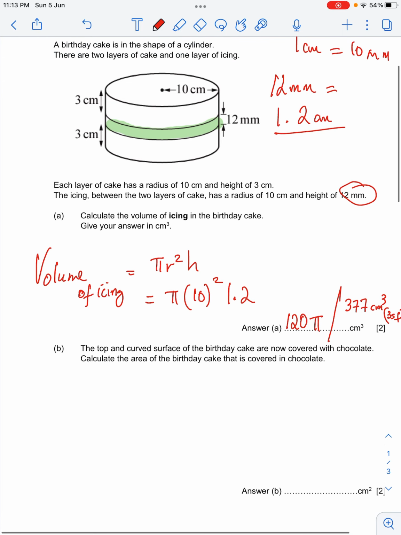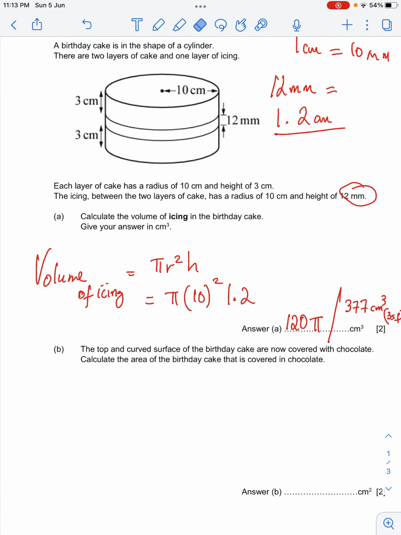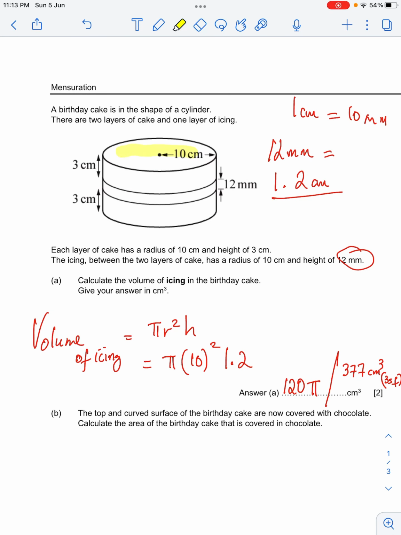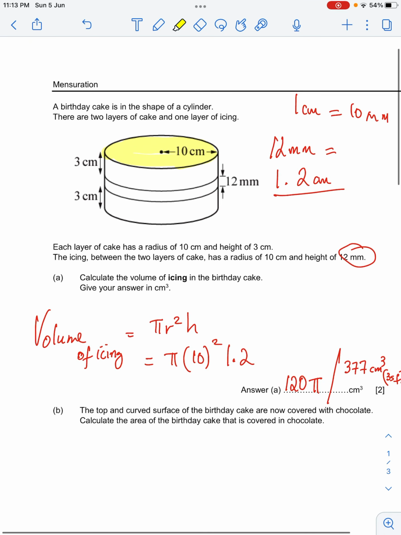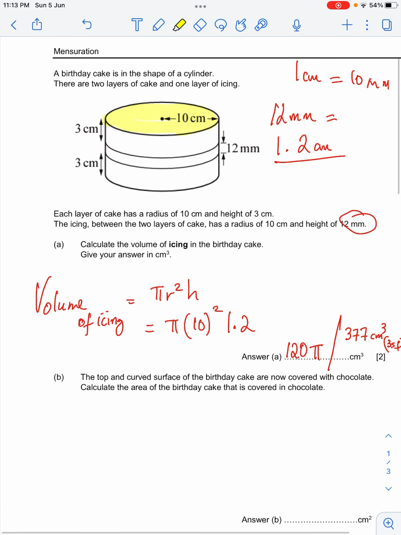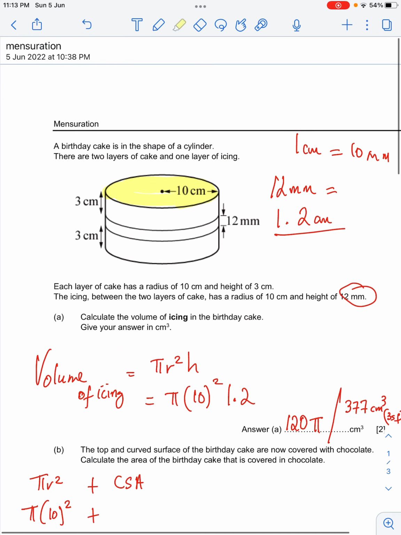Right, so now they are saying that the top part of the cake, the top part here, right, is covered in chocolate. And that's not the only part, but if I have to look at that top part, when it's covered in chocolate, it's a circle, which means it's pi r square. That would be pi times the radius, which is 10 square, okay? And then the curved surface area is, when you look at the curved surface area, you obviously look at this as you're going around, okay? As you're going around, so that part in green.